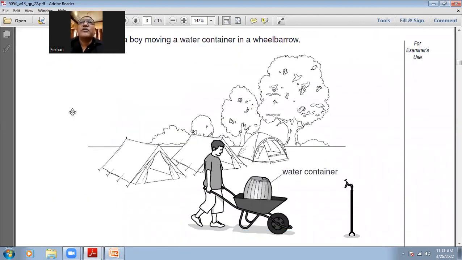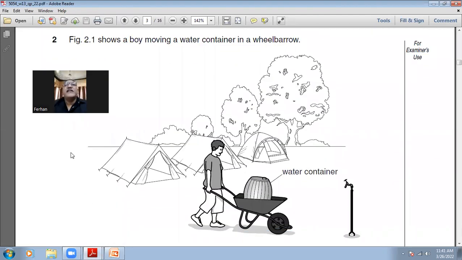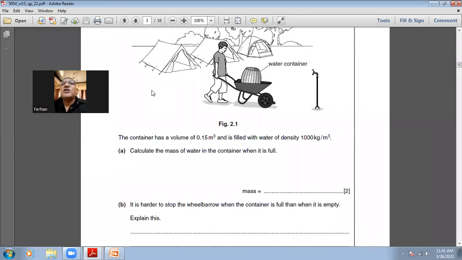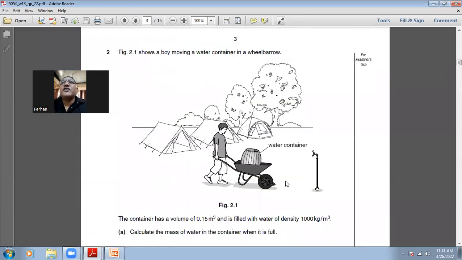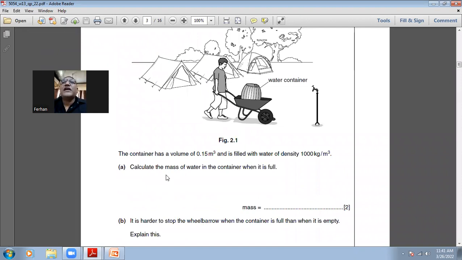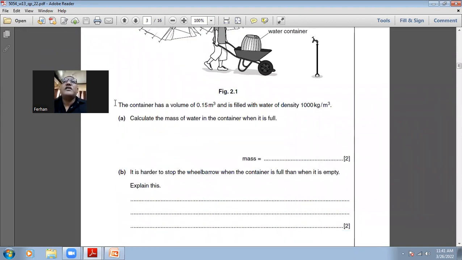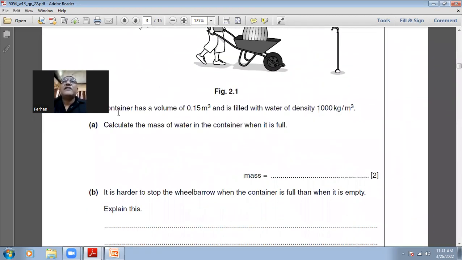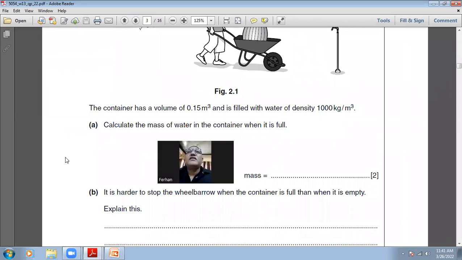The next question coming up on your screen is question number 2. He says figure 2.1 shows a boy moving a water container in a wheelbarrow. So this is that wheelbarrow. Okay, the container has a volume of 0.15 meter cube and is filled with water of density 1000 kg per meter cube. Calculate the mass of water in the container when it is full.